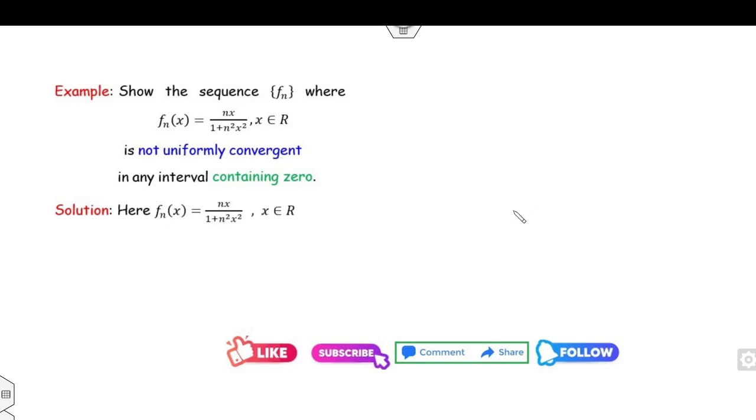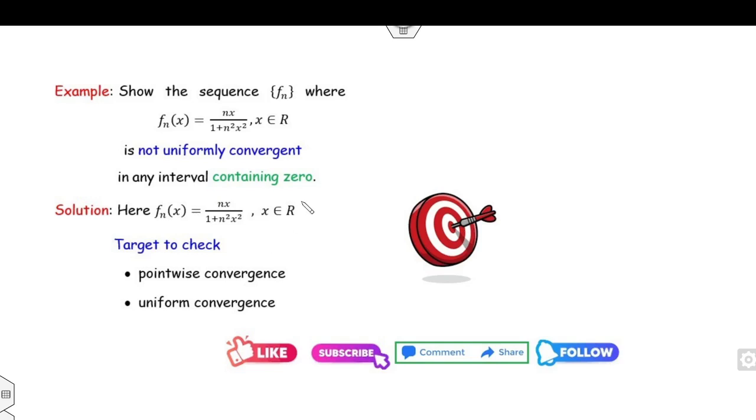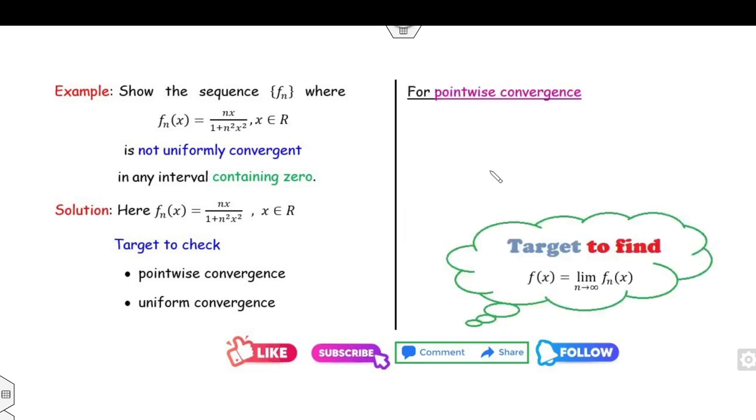So now, how can you find the pointwise convergence? Again, you have to find the limit of f_n(x). Clearly, now the domain is the complete R. But you can see that whenever x is 0, this limit will be 0. This function is 0. Whenever x is non-zero, this function is again non-zero. So I can consider the two different cases.